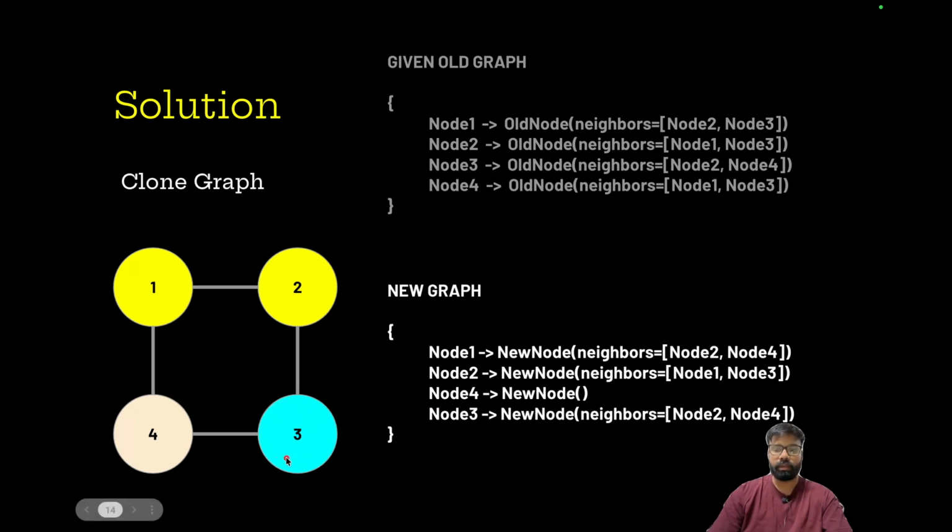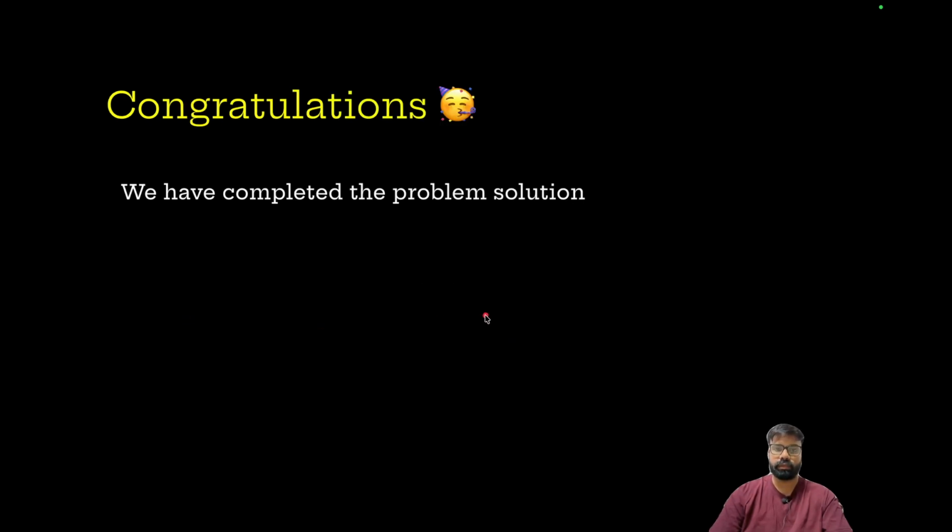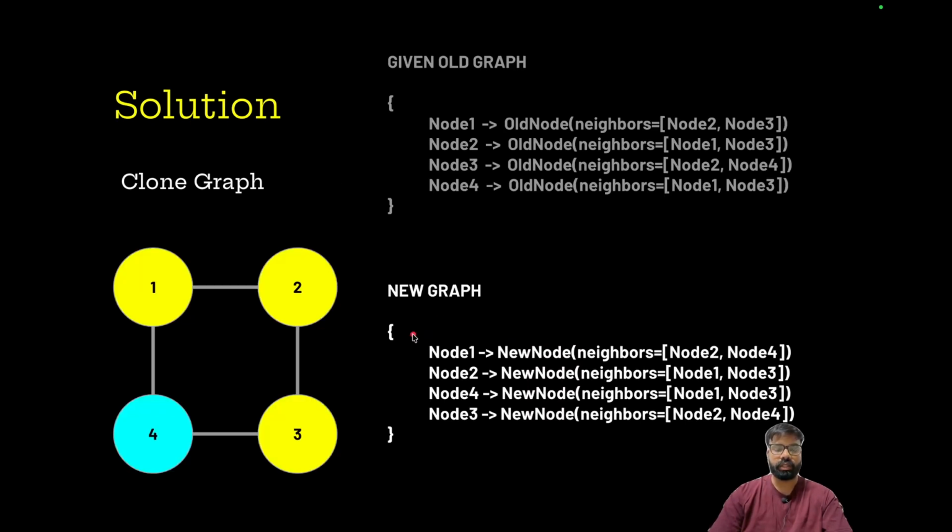So we will move to the next one, which is node 4. Node 4 also exists already. Node 1 and node 3 also exist already, so we do not have to create them either. The only thing we have to do now is tell that node 4 has node 1 and node 3 as its neighbors. So for node 4, its neighbors are going to be updated to node 1 and node 3. And like this, we have built our new graph. So this was the solution.